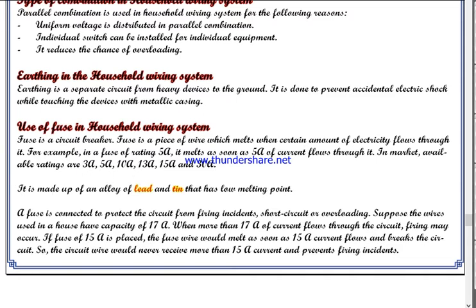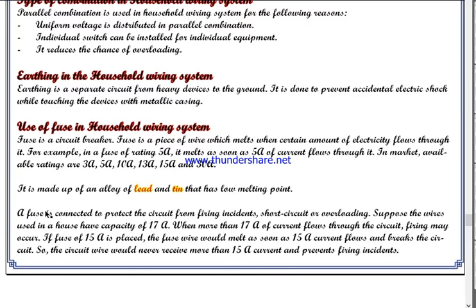Okay, what is the fuse made up of? That also we have discussed previously. A fuse is made up of an alloy of lead and tin that has a low melting point.